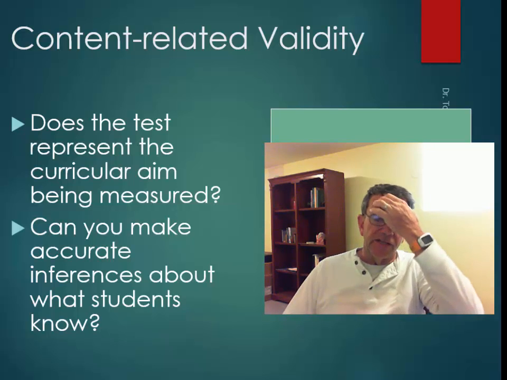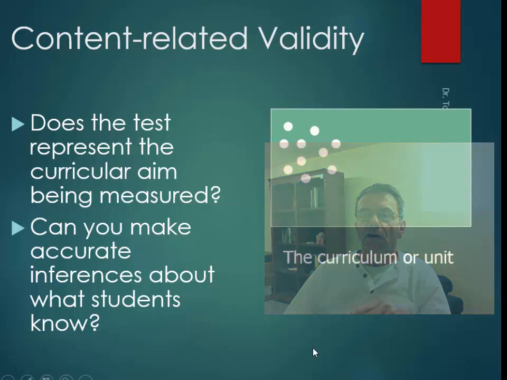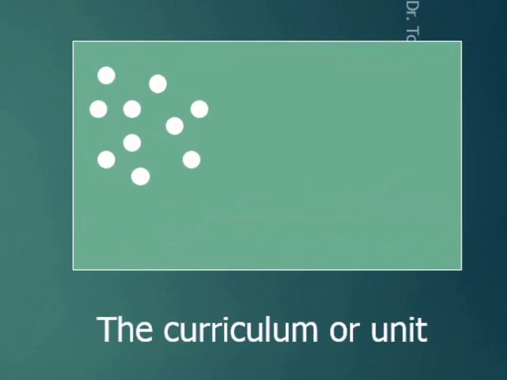So I like to use this little diagram here to show what validity looks like. Say this rectangle represents the whole curriculum or the unit you're teaching. You can see that if your questions are just zeroing in on this part of the curriculum where I have these dots, it really isn't valid. You're not covering the whole curriculum that you taught. So you would say that that test is not valid.